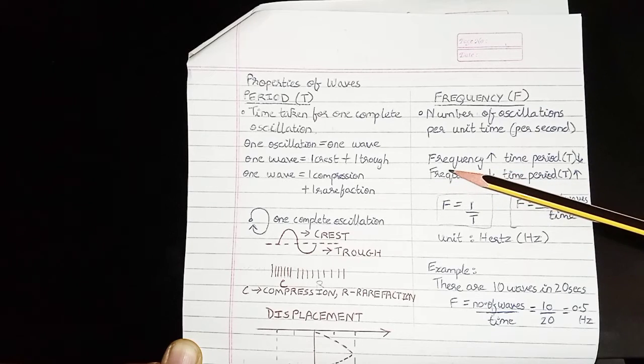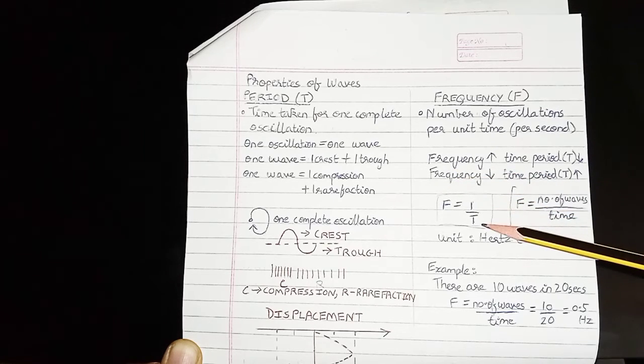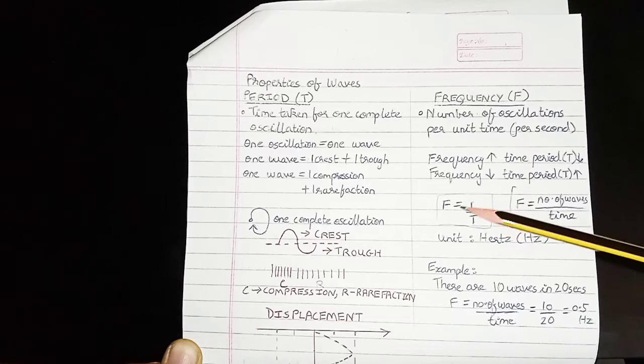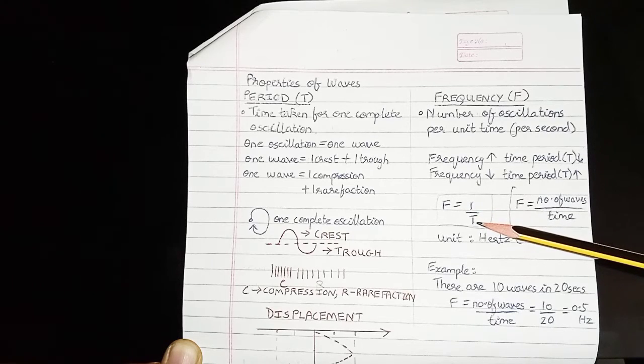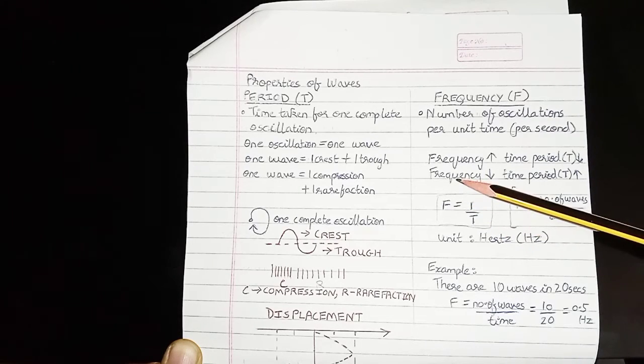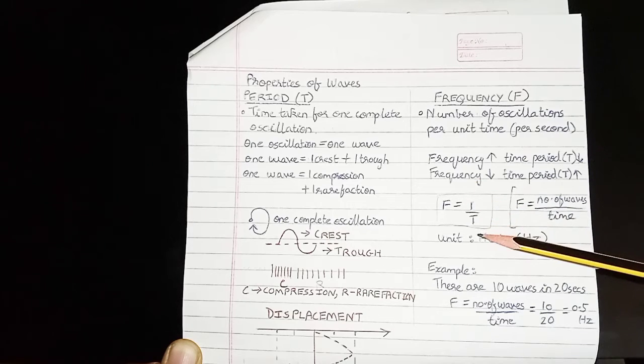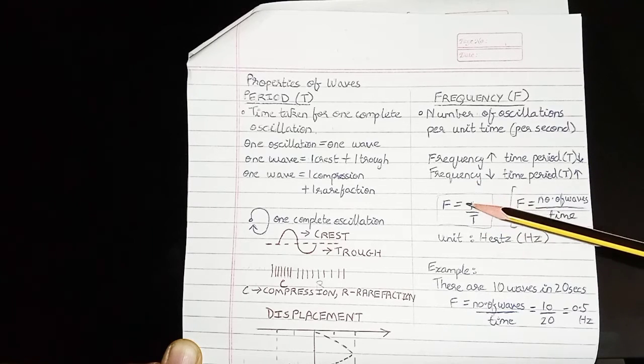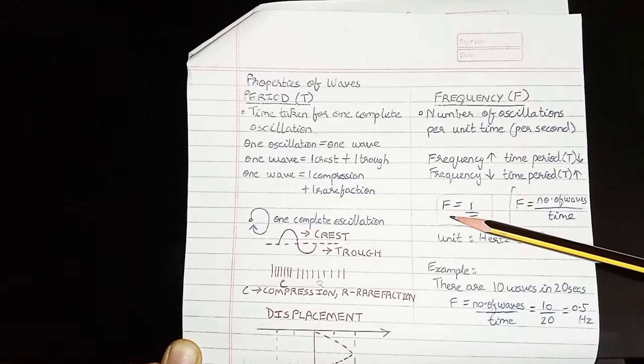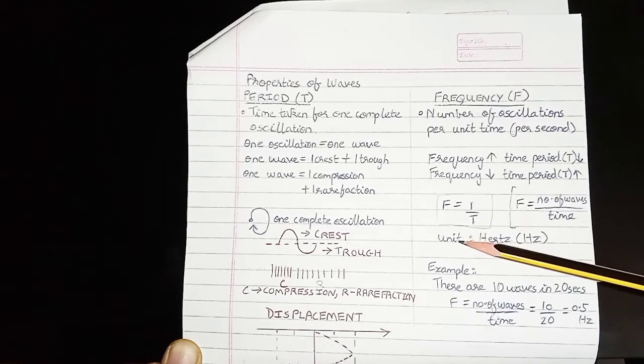You can see it is inversely proportional to the time period. The time period is in the denominator. When frequency increases, time period decreases, and the opposite also. When frequency decreases, time period increases. And it is denoted by the unit Hertz, named for the scientist Hertz.